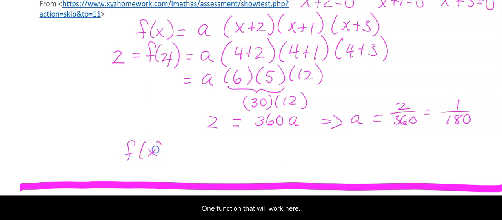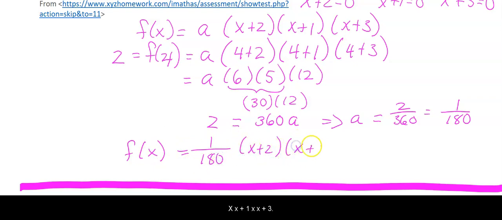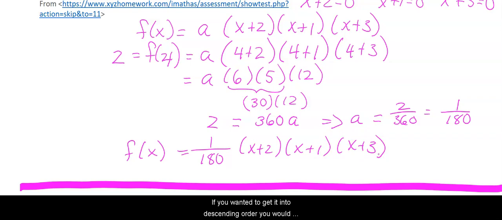One function that will work here is 1 over 180 times x plus 2 times x plus 1 times x plus 3. If you wanted to get it into descending order, you would need to multiply out the factors 2 at a time in order to get the final answer. Let's do that on this one, just so you can see what the process is.